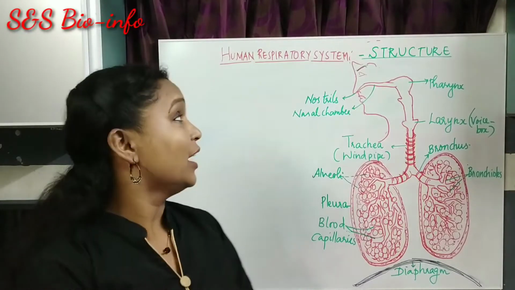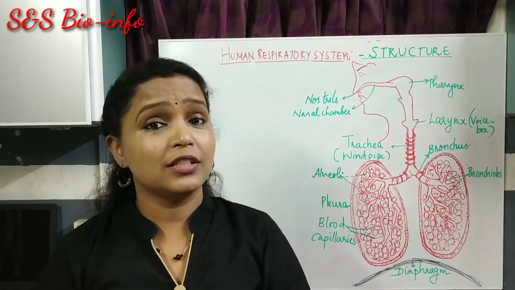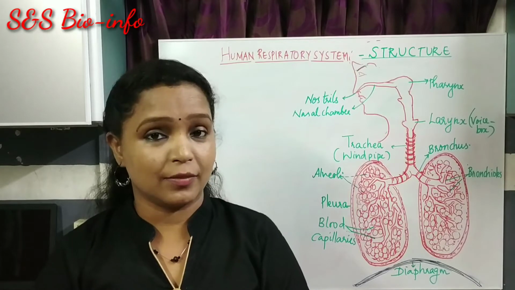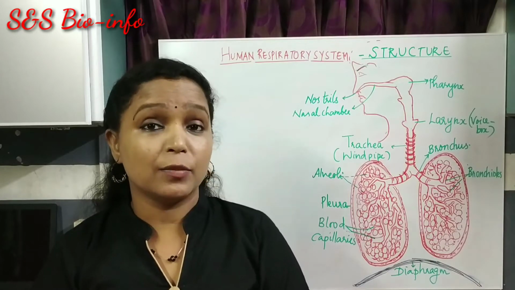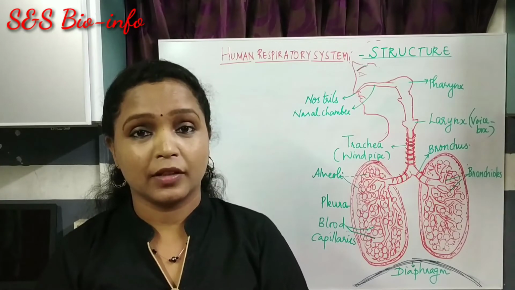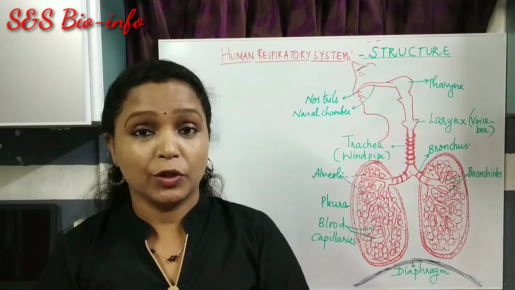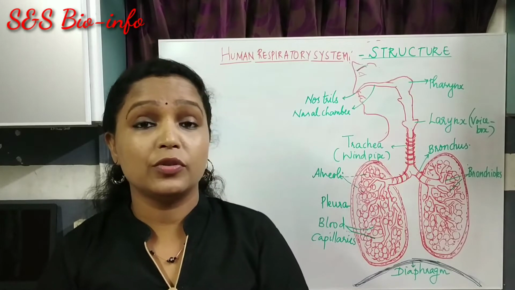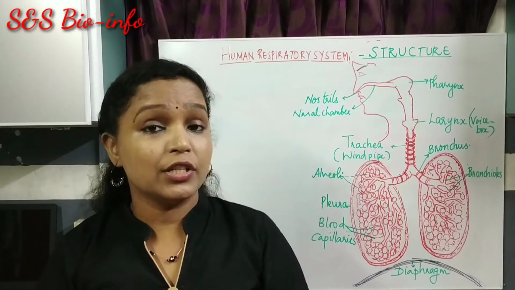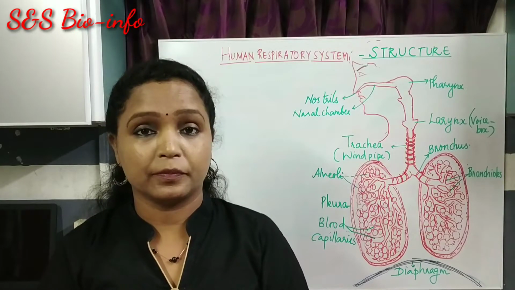Today's topic is the human respiratory system. The human body consists of various organ systems. The respiratory system is one of such important systems in the human body. It takes up oxygen and expels carbon dioxide. You know, oxygen is required for producing energy. That energy is utilized for various life activities in the human body.